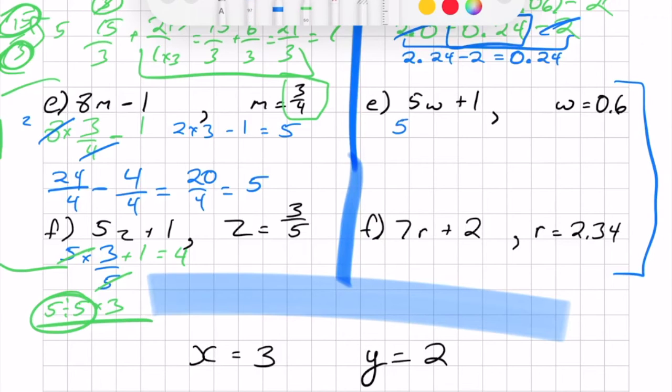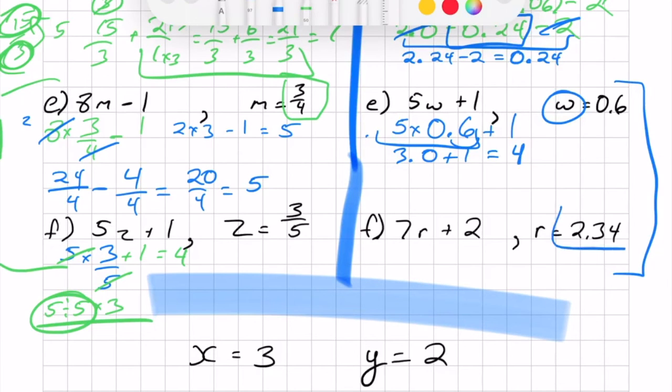All right, so I have 5 times 0.6, because it substitutes in for the w, plus 1. Starting from left to right, I do my multiplication first. That's going to be 1 decimal place. So this is 30, so it's 3.0 plus 1, which is going to be equal to 4.